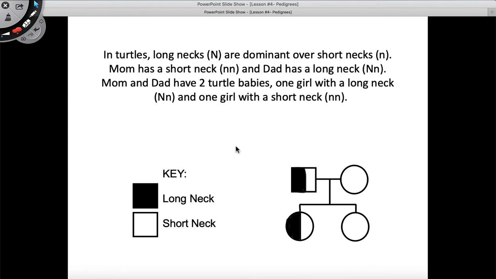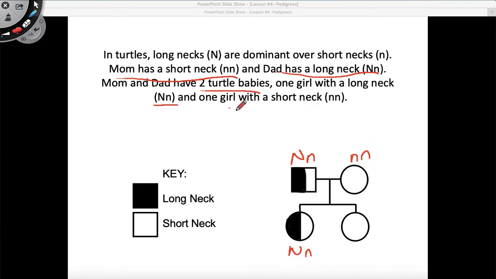All right, so here is the answer. In turtle necks, big N, long necks, are dominant over short necks, little n. So here we see dad. Dad has a long neck, so this is dad. Mom has a short neck, so this is mom. And then here are the 2 turtle babies, one little girl with a long neck, big N, little n, and the one turtle little girl with a short neck, little n, little n. Did you get it right? Good.